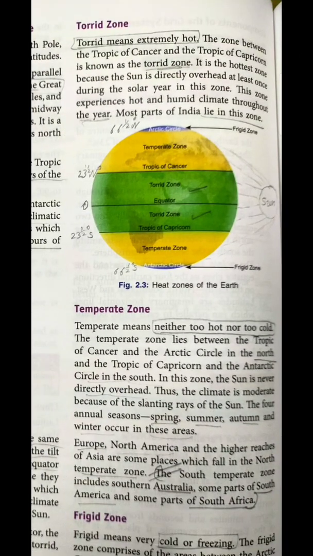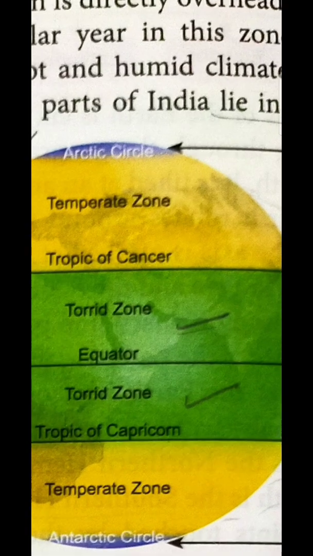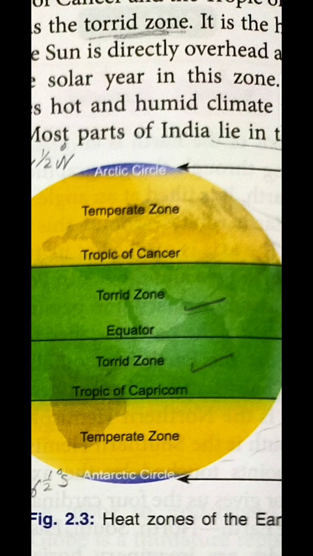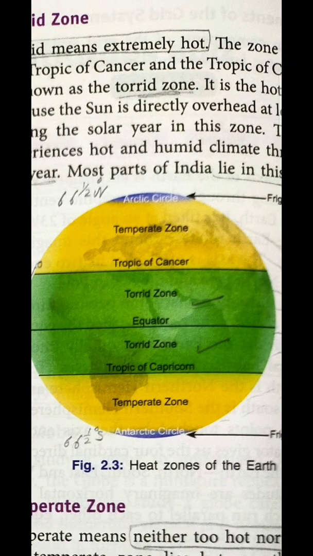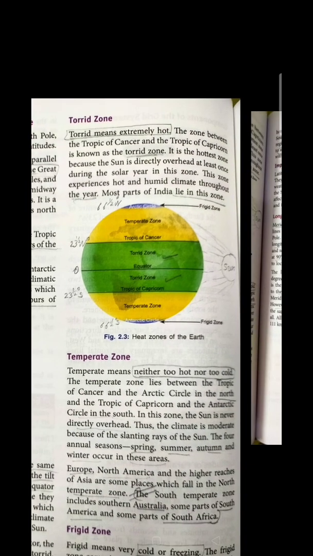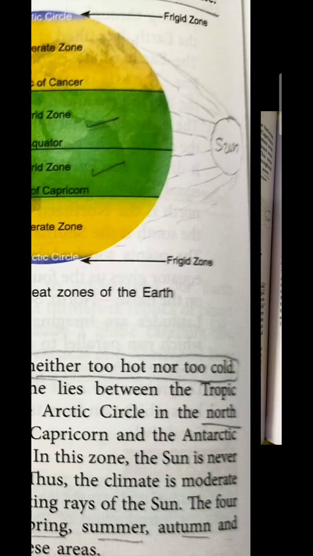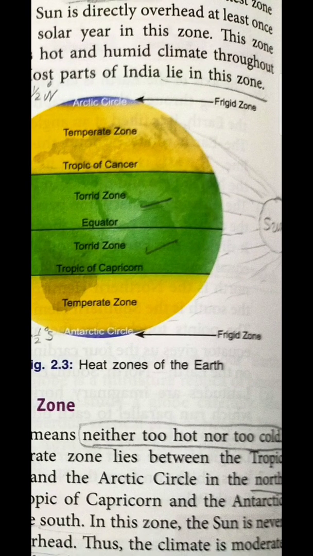Here you may check that the torrid zone is represented with the green color, and above it the yellow color represents the temperate zone, and above that there is the Arctic Circle, representing the frigid zone. The torrid zone is the one receiving direct rays from the sun, because the equator receives the direct rays of the sun, and the torrid zone is quite near to the sun.